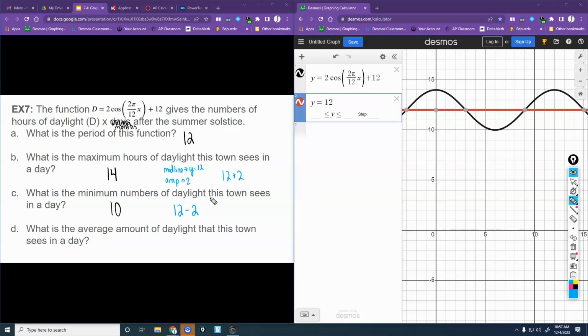All right, what is the average amount of daylight that this town sees in a day? Nope. The only places that see 24 hours of daylight are like Alaska, where it doesn't get dark. 4 would be a very small amount of hours of daylight. 12. Okay? Why are you saying 12? 14 and 10, that's your midline. Your midline is your average here, so it is 12. Oh, that makes sense. Yep, your midline is your average here.